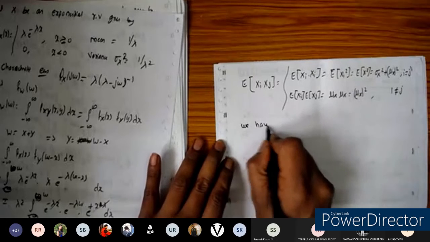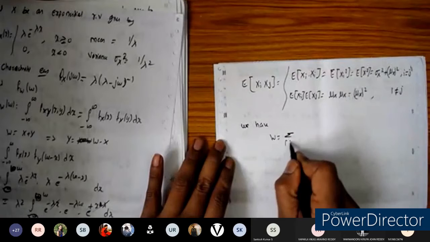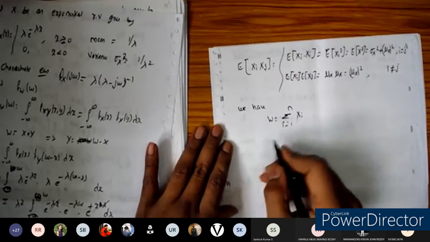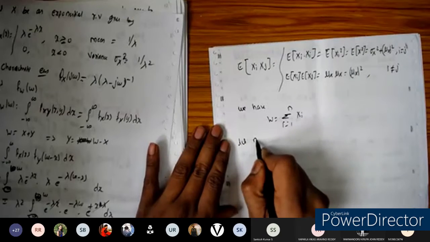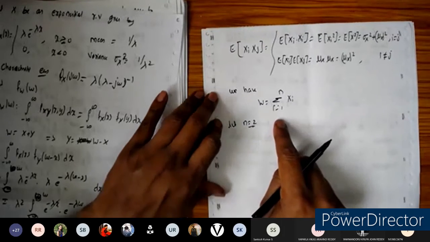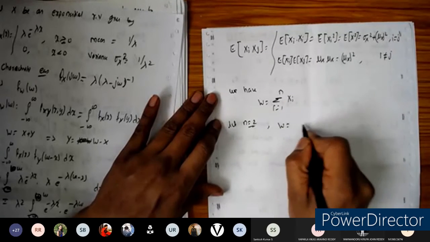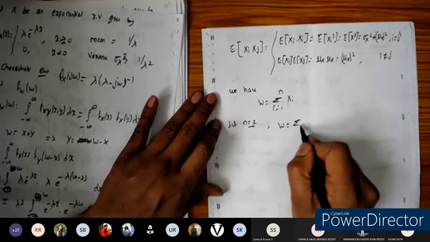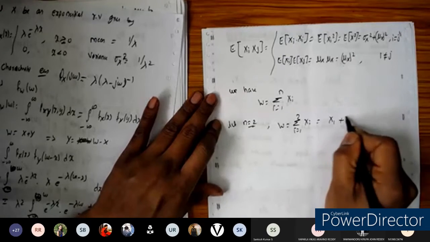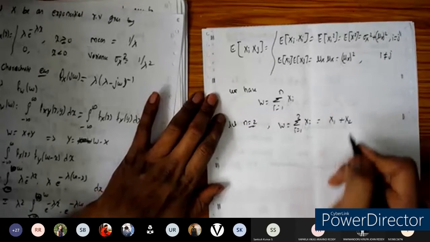So we have W is equal to the summation from i is equal to 1 to n of Xi. Here I'm going to consider n is equal to 2. So W can take the value summation i is equal to 1 to 2 of Xi, so it will be X1 plus X2.